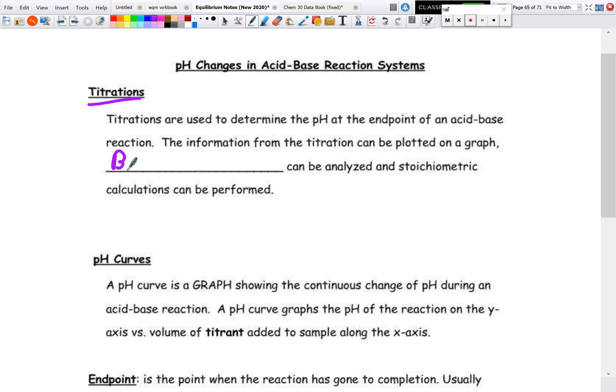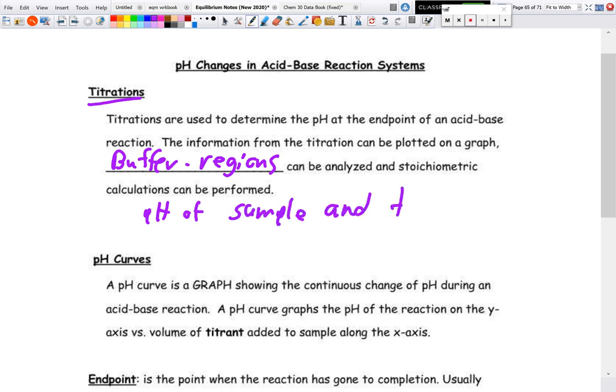We can look for buffer regions. They can be analyzed, stoichiometric calculations can be performed, and the pH of the sample and titrant can be found as well. So that is a bunch of information that we can pull from acid-base titration graphs.